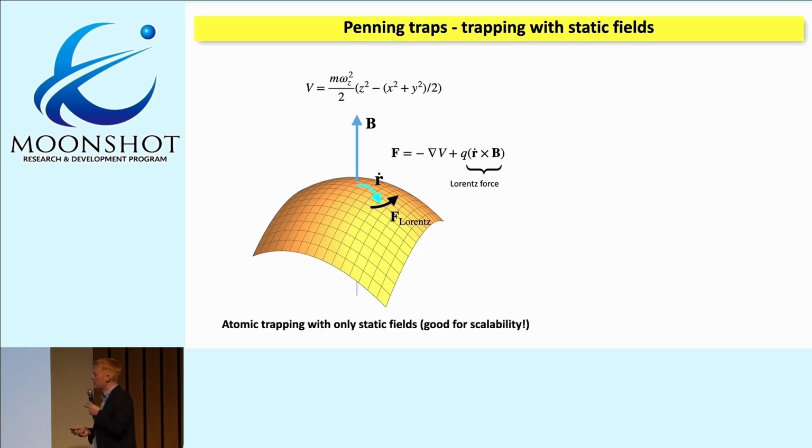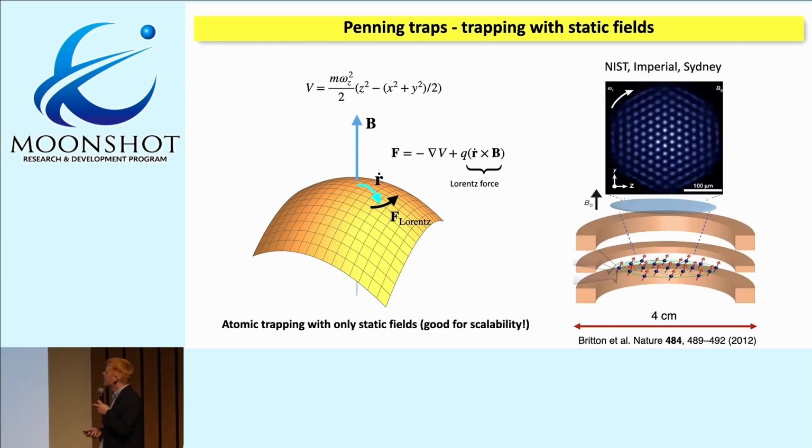So one of the nice things about that is you trap with only static fields, right? It's just static electric field, static magnetic field. So is that good for scalability? Let's see.